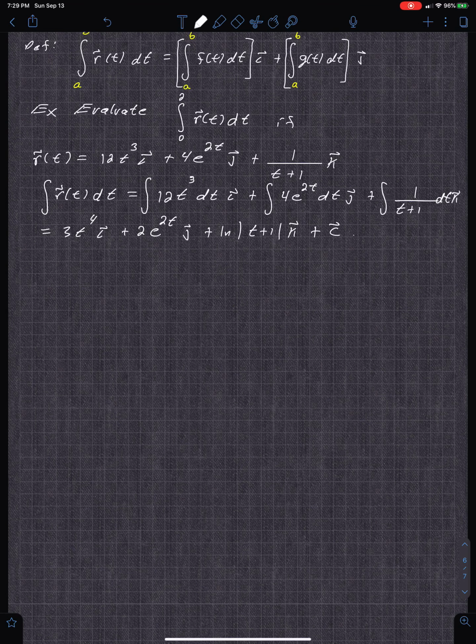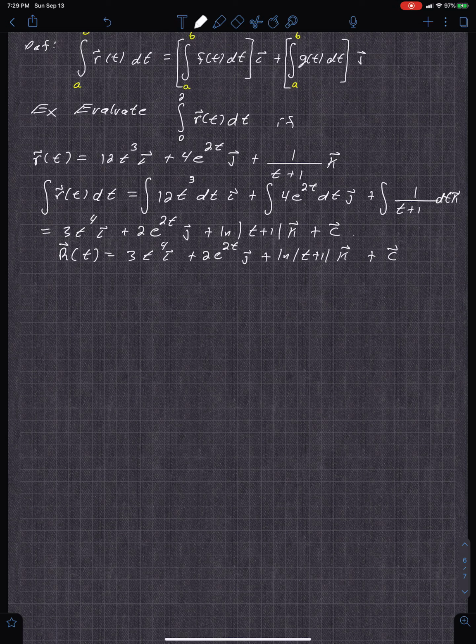So basically then, and this is some notation I want to just throw at you here, you can say the vector r of t is equal to all of that: 3t to the fourth i plus 2e to the 2t j plus ln absolute value of t plus 1 k, plus c.